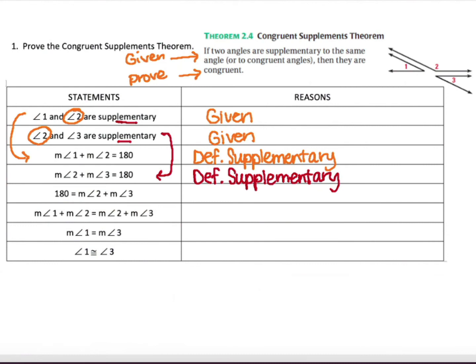What's happening now here? See how that equation switches sides? Symmetric.